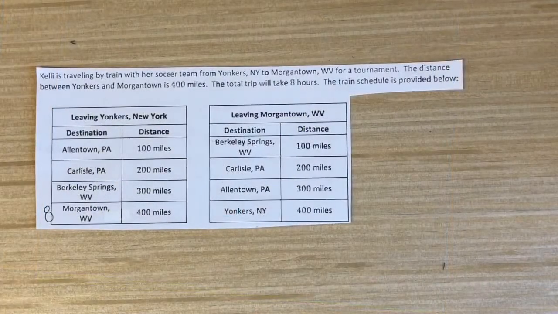Okay, let's take a look at this first one. Kelly is traveling by train with her soccer team from Yonkers, New York to Morgantown, West Virginia for a tournament. The distance between Yonkers and Morgantown is 400 miles. The total trip will take 8 hours. The train schedule is provided below.